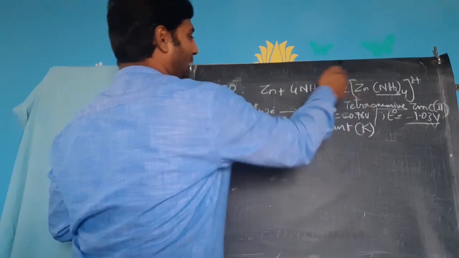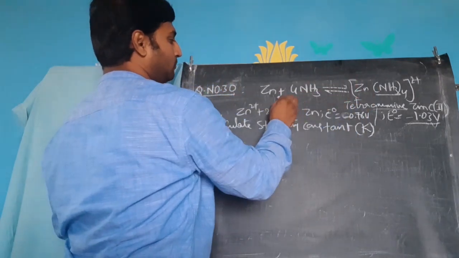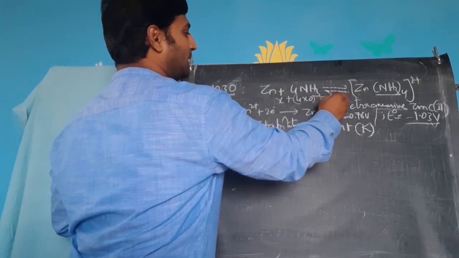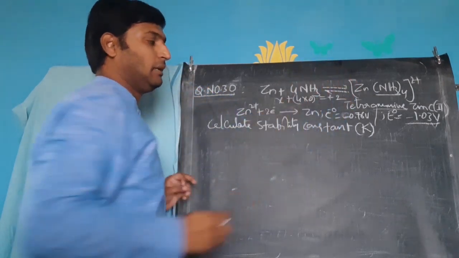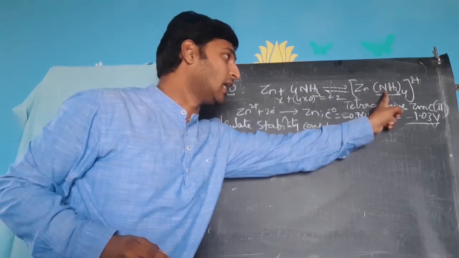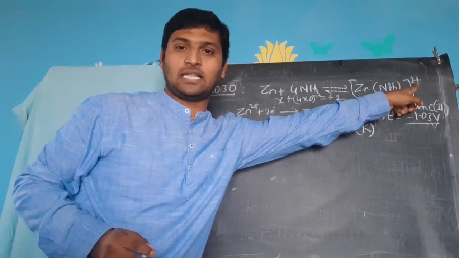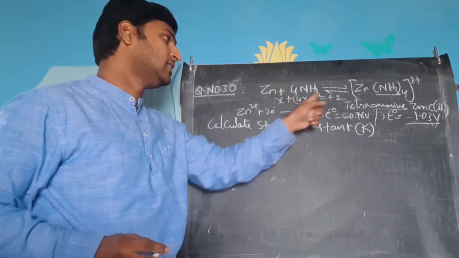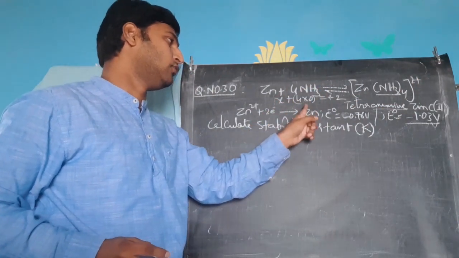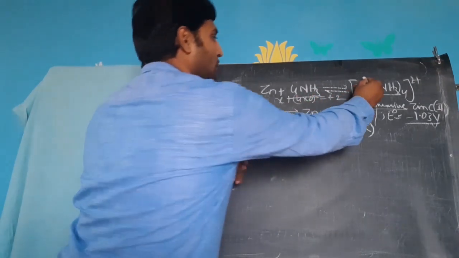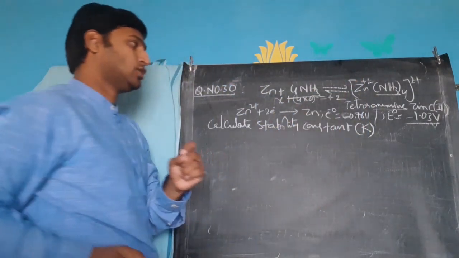Now, if you want to calculate the oxidation state of zinc here, X plus 4 into 0 must be equal to plus 2, right? Because the total sum of the charges on all the species should be equal to the charge present on the ion. Assume the charge on zinc is X, then the charge on ammonia is 0. X plus 4 into 0 is equal to plus 2. Therefore, X is plus 2. So, zinc is in its plus 2 state here.